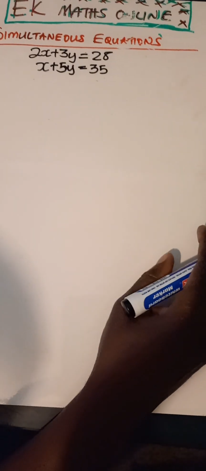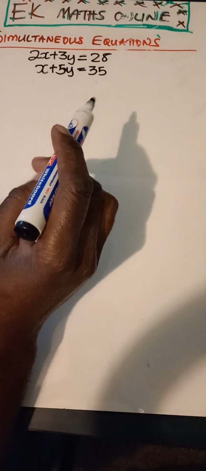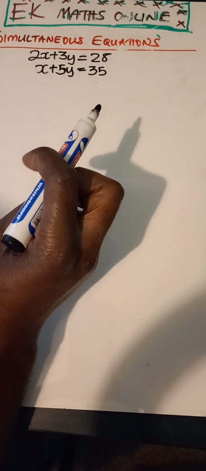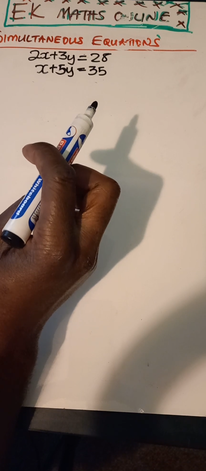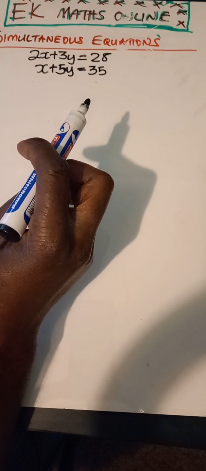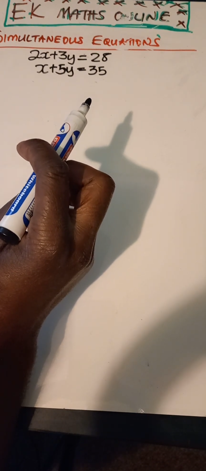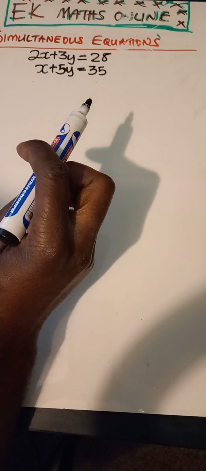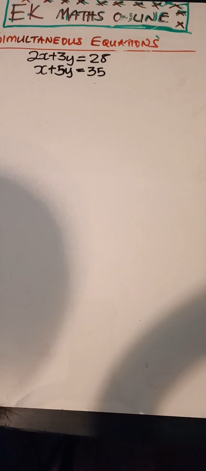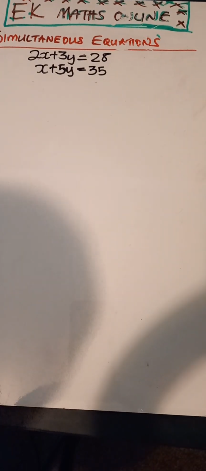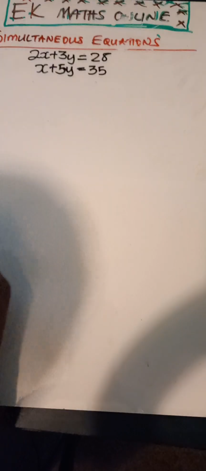Today we're going to look at how to solve some simultaneous equations. I know you must bear with me because it's going to be a bit long, since we will be trying to solve for two unknown values. In this case, we've got x and y that we're going to solve for.